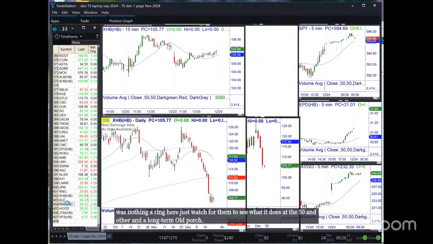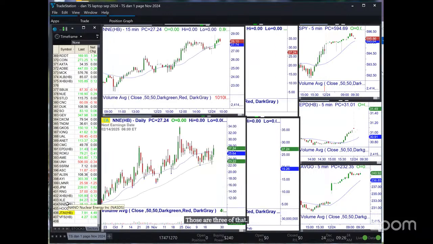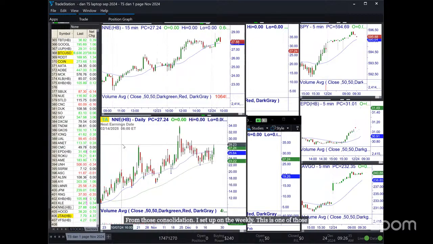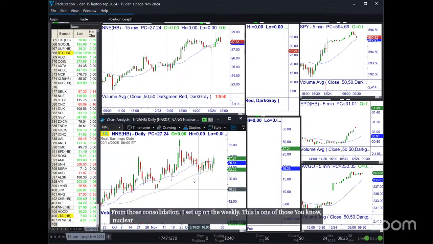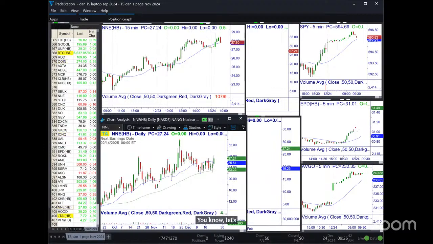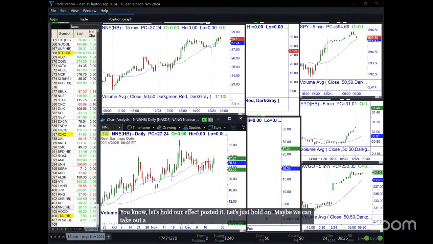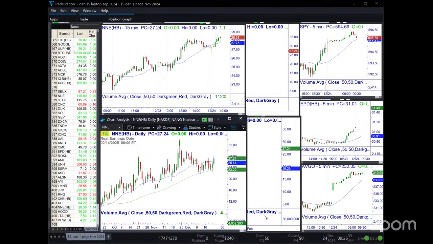All right, those are our three. And E closing breakout from this consolidation. Buy setup on the weekly. This is one of those nuclear things. Will be a great put spread. Let's hold off. I posted it. Let's see maybe if we can take out a 30-minute high. I'll watch it.